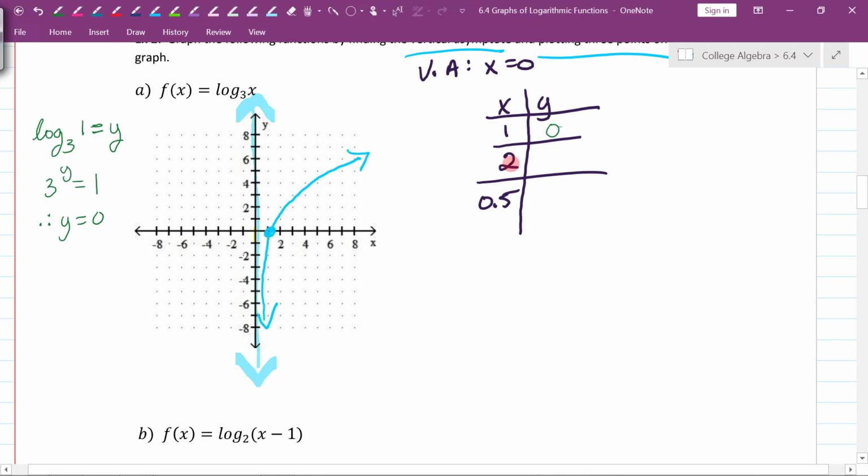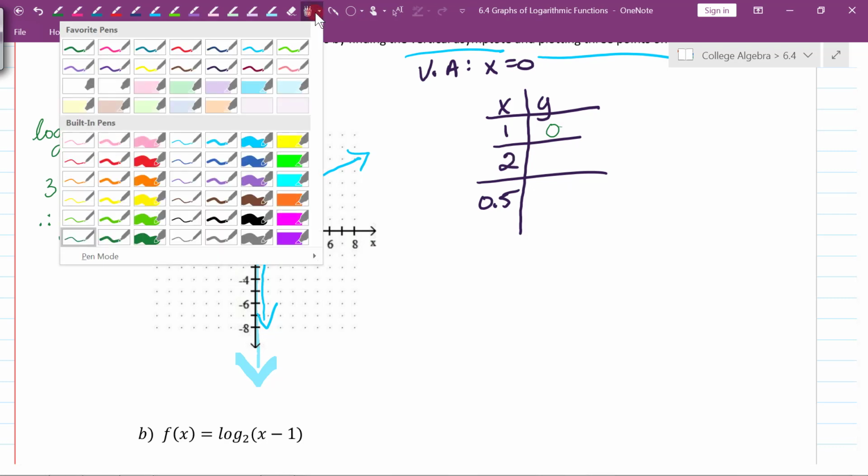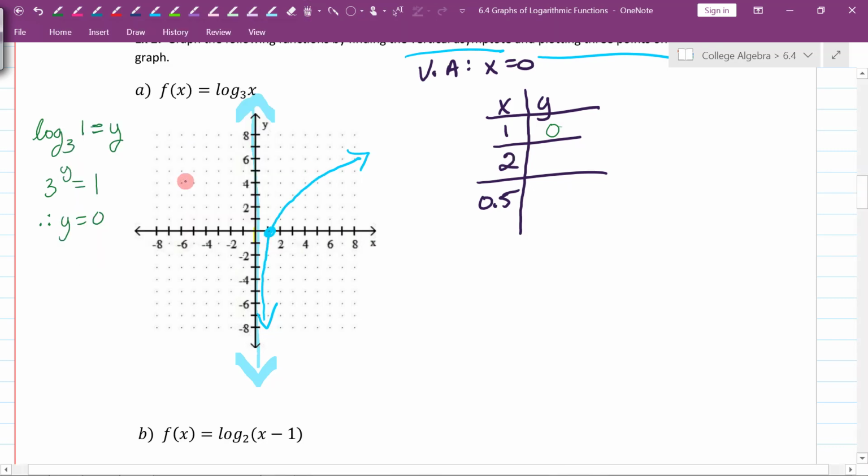Let's look at 2 and solve it the same exact way. So if I'm looking at 2, it's going to be log base 3 of 2 equals y. So now I end up with 3 to the y equals 2. Now that's a little bit harder, isn't it? It's going to take a little bit of work to figure that one out.